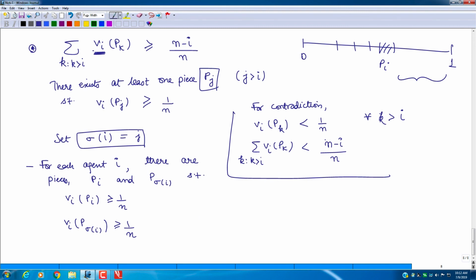Also note the property that sigma i is strictly greater than i, right? Because you found the piece ahead of piece pi, somewhere here. So you have sigma i is greater than i for all i in n minus 1. This holds true for any particular agent because we started with an arbitrary agent i in the set n minus 1.